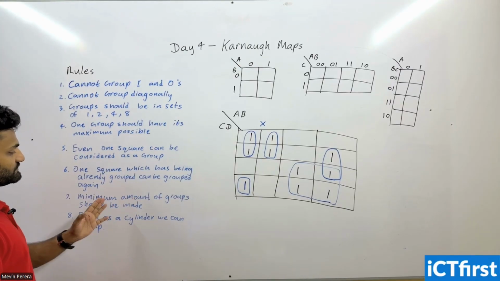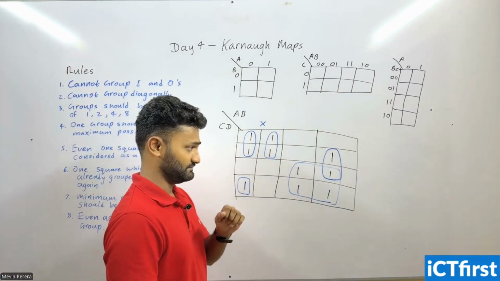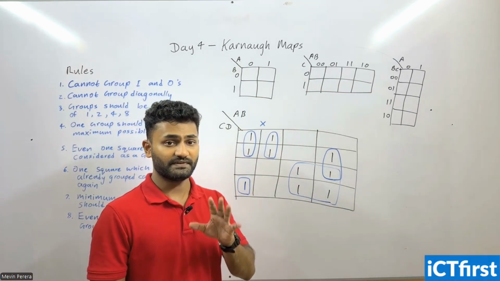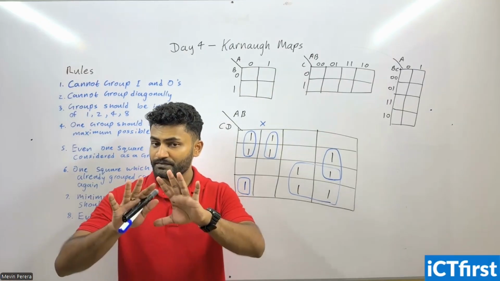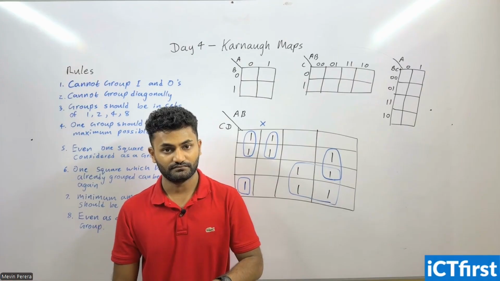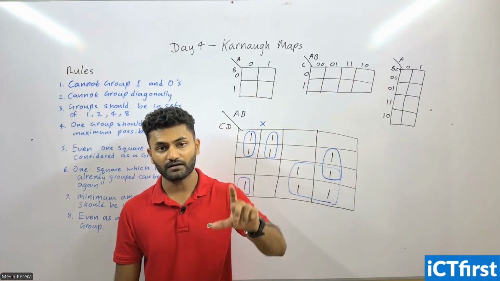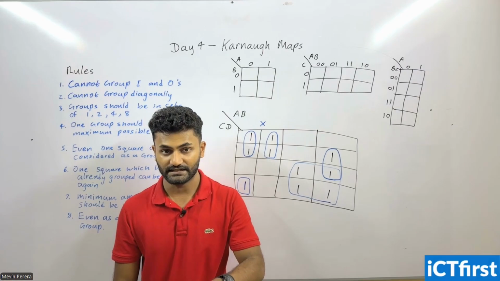Minimum amount of groups should be made. Always, when we are filling the Karnaugh map, we should make sure that the minimum amount is grouped, right? The minimum amount of squares are chosen. So we should consider it.